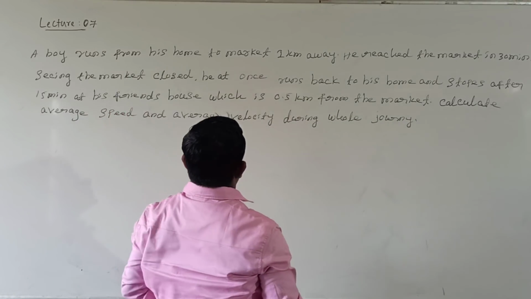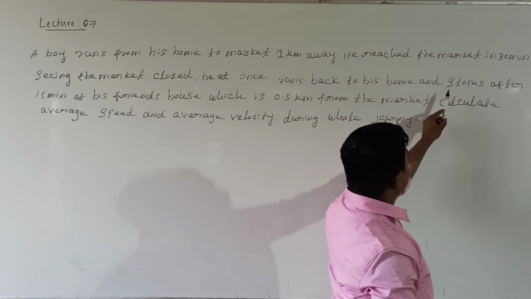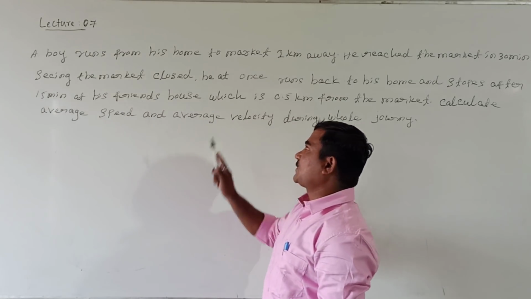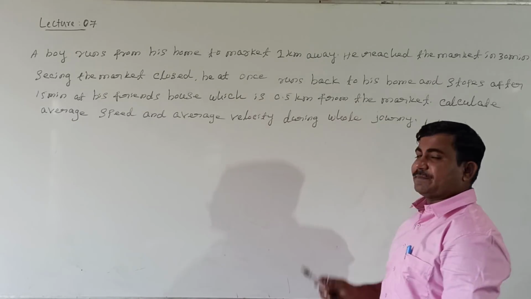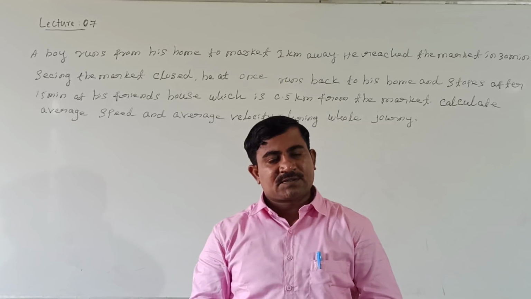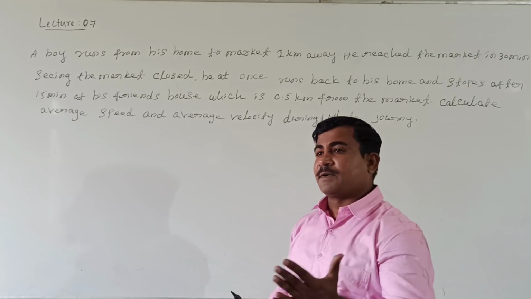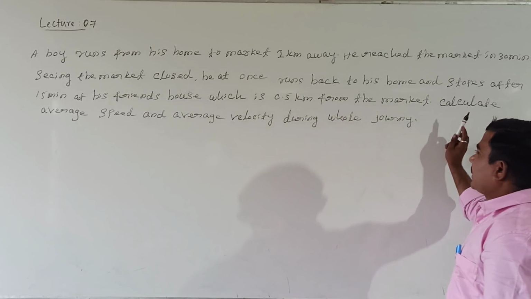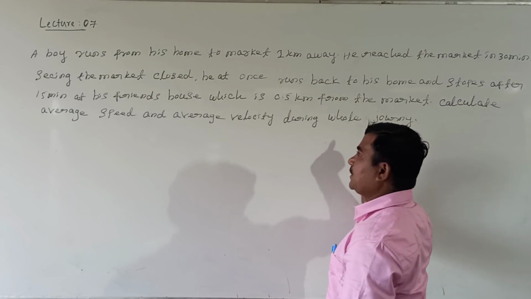Seeing the market closed, he at once runs back to his home and stops after 15 minutes at his friend's house, which is 0.5 kilometer from the market. Right? The boy sees the market is closed and runs back to his friend's home after 15 minutes. Right? Calculate average speed and average velocity during the whole journey.